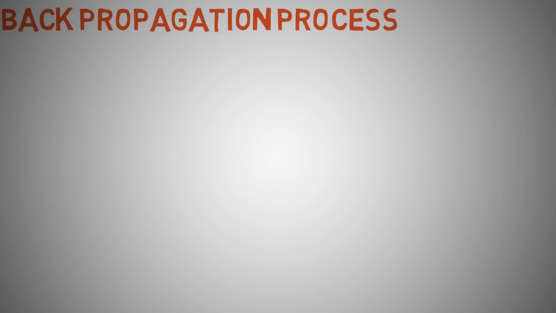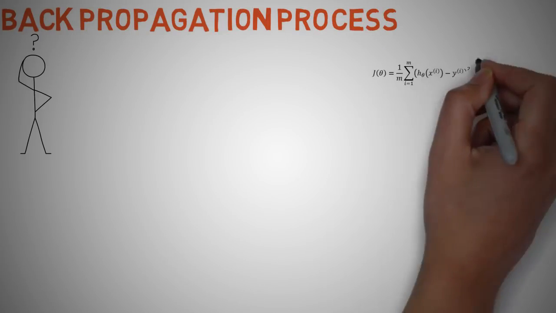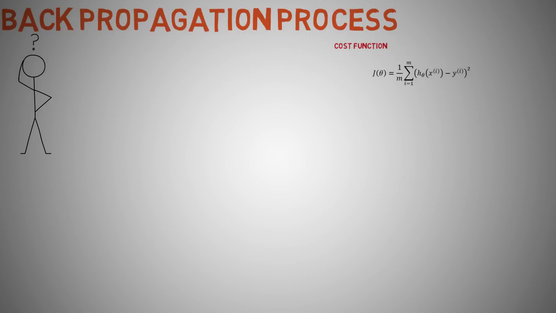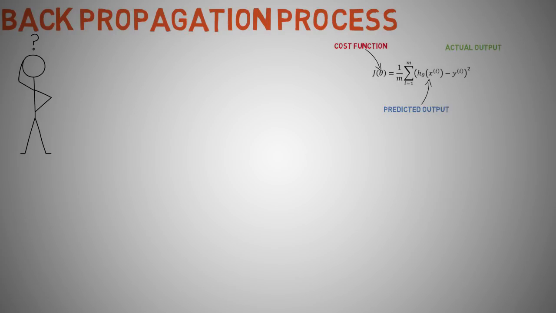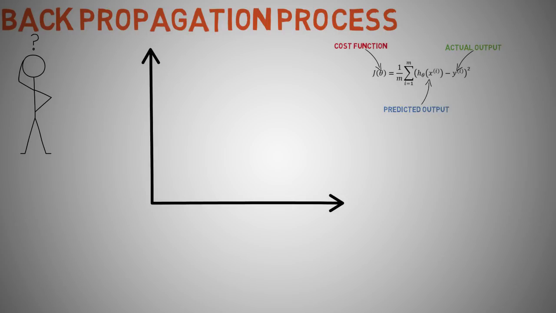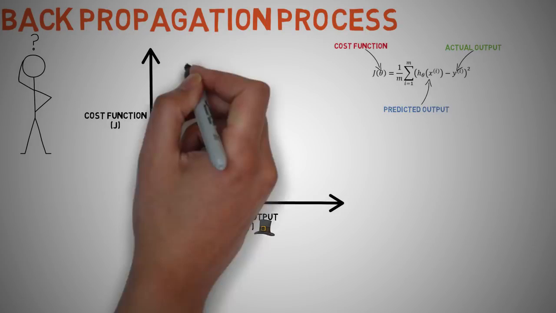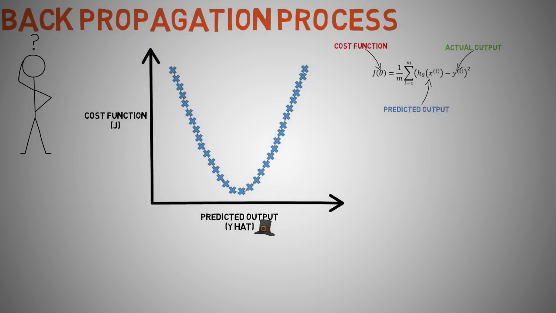Now over here we have our simplified cost function, where we find the squared error between the predicted output y hat and the actual output y. We can first plot our squared error function J versus our predicted output y hat. At first thought, you can use the brute force method and try all the variations of the weights within the network, and you would get something that looks like a parabola of data points.